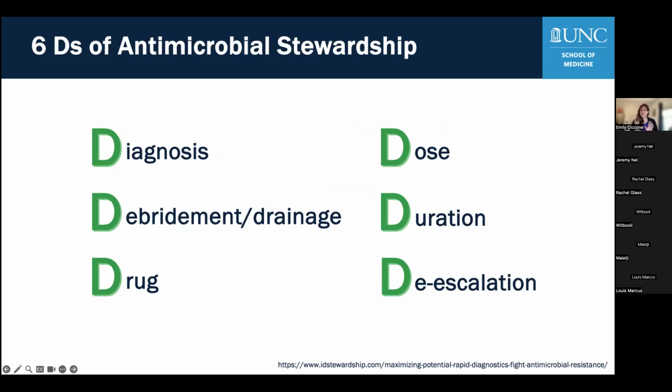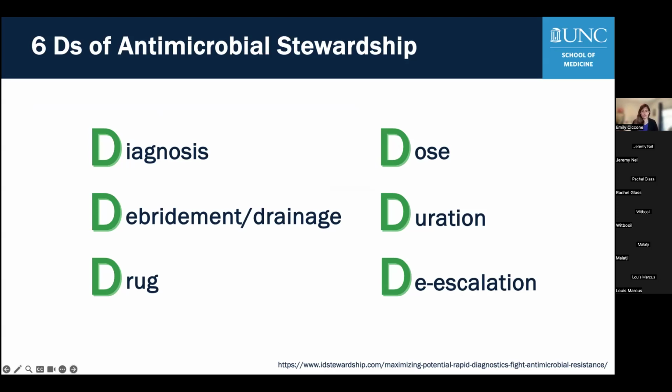So I'll leave you with kind of the summary of antimicrobial stewardship that I find very useful. And if you remember anything from this talk, remember the 6 Ds to incorporate into your medical practice when treating an infection, or when you're teaching someone else about antimicrobial stewardship. The first D is diagnosis. Do we have a clear idea of what we're treating? Have we sent the appropriate diagnostic tests in the appropriate way?